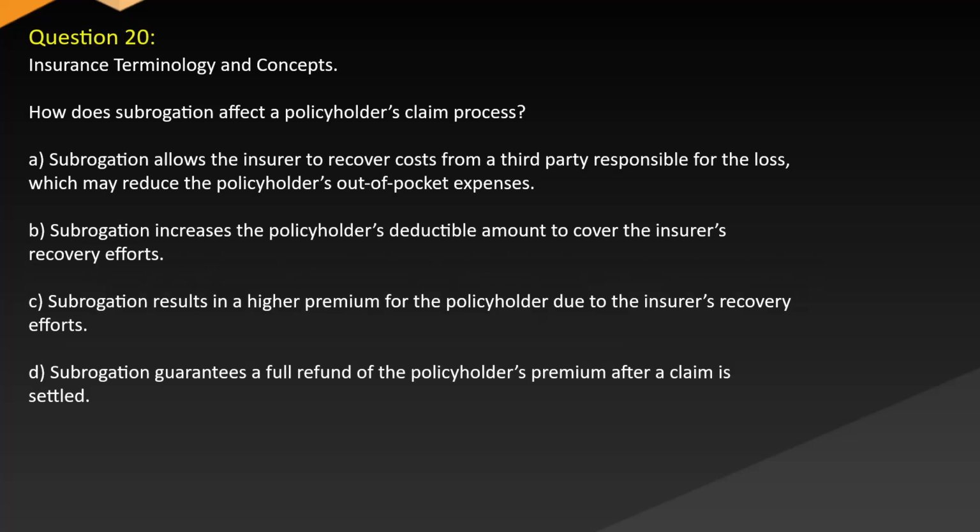Question 20. Insurance terminology and concepts. How does subrogation affect a policyholder's claim process? A. Subrogation allows the insurer to recover costs from a third party responsible for the loss, which may reduce the policyholder's out-of-pocket expenses. B. Subrogation increases the policyholder's deductible amount to cover the insurer's recovery efforts. C. Subrogation results in a higher premium for the policyholder due to the insurer's recovery efforts. D. Subrogation guarantees a full refund of the policyholder's premium after a claim is settled.